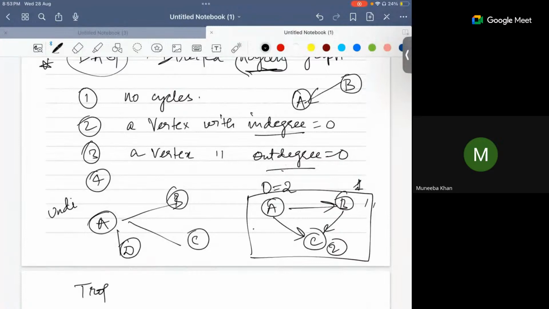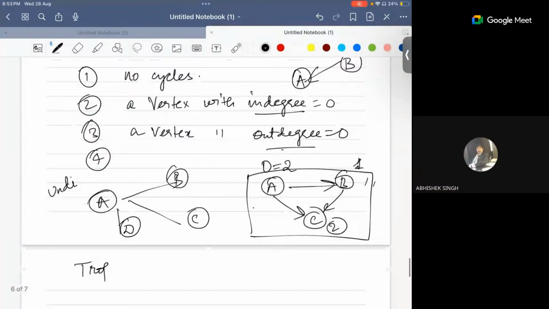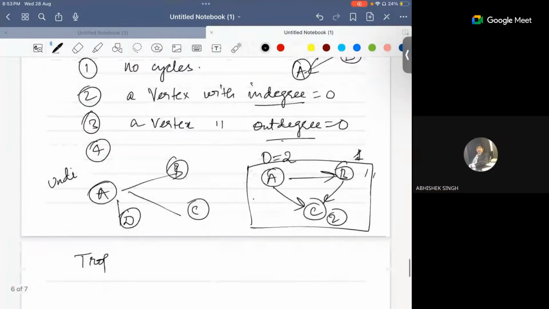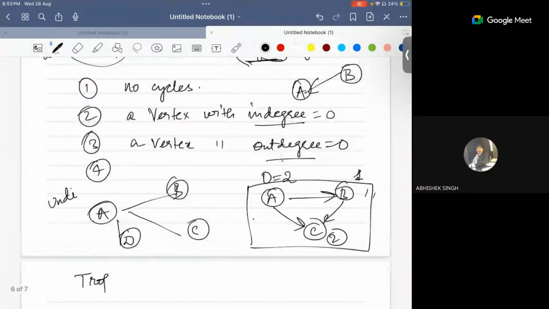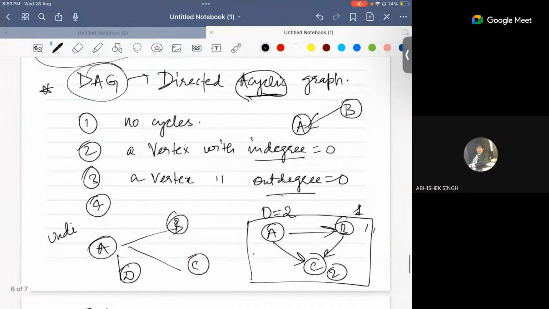It is not a DAG, sir. Not a DAG. Why? It's a cyclic one. It is forming a cycle? No, it's not forming a cycle here. It is a DAG. It's not forming a cycle. And what did I say? No cycle, that is confirmed.